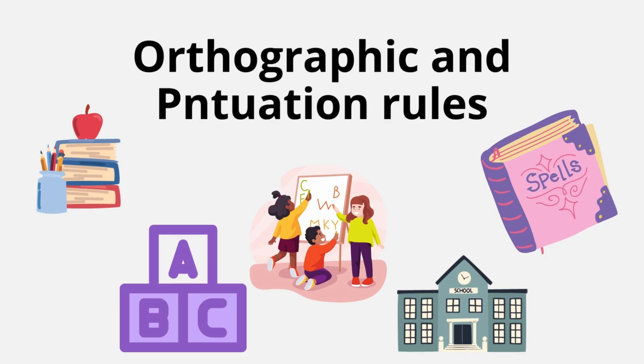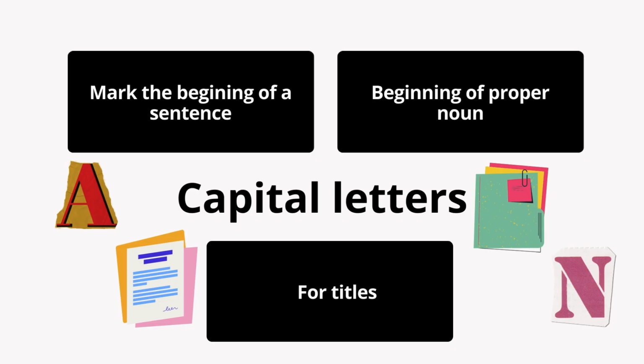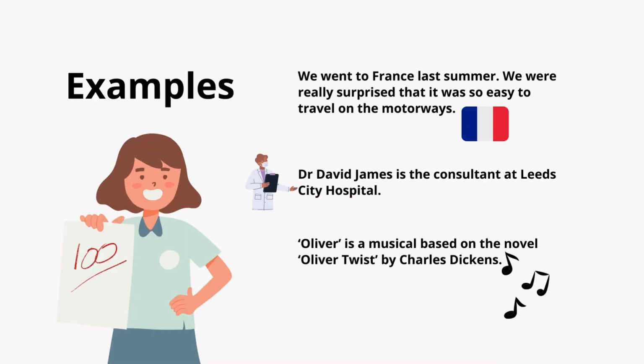Orthographic and punctuation rules. Capital letters mark the beginning of a sentence, the beginning of a proper noun, and are used for titles. Here are some examples. We went to France last summer. We were really surprised that it was so easy to travel on the motorways. Dr. David James is a consultant at Leeds City Hospital. Oliver is a musical based on the novel Oliver Twist by Charles Dickens.